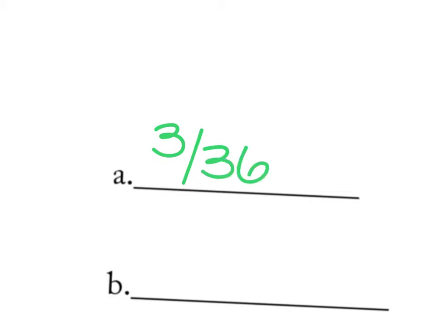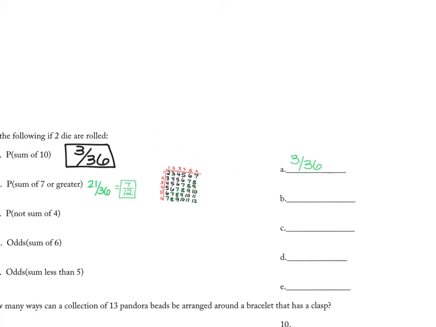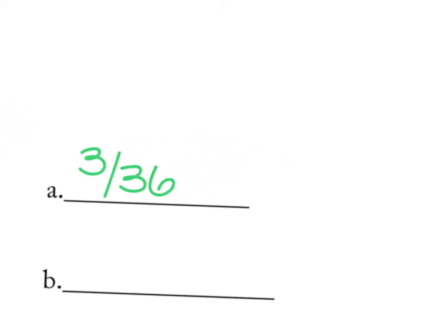I guess we could have reduced 3 out of 36 to 1 out of 12. And this one reduced to 7 out of 12. Okay, let's keep going.